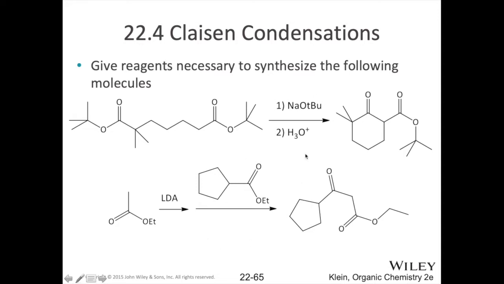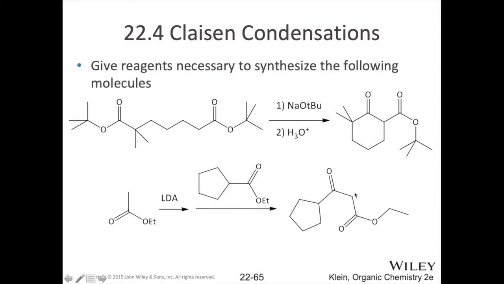Over here, again, if you have trouble remembering which one's your nucleophile, which one's your electrophile, remember your nucleophilic ester is the one that keeps the ester group in your product. It's the ketone part of your keto ester that's the electrophilic one.